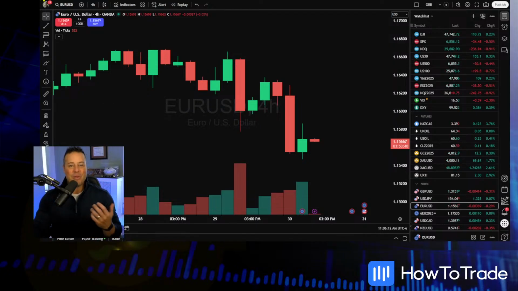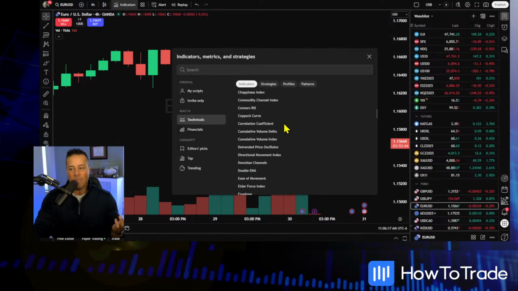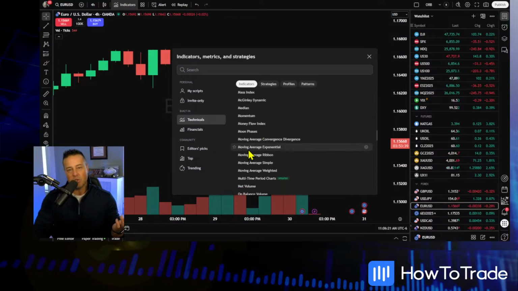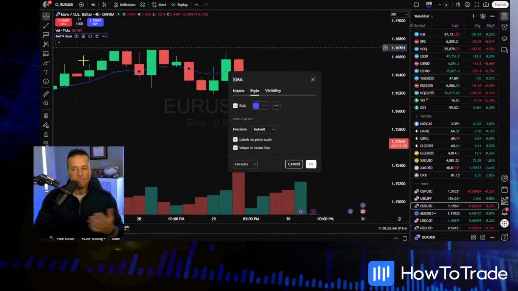So if we're looking at the EUR/USD 4-hour chart, we're going to go up and click indicators. Right up here on TradingView, come down to moving average, and you'll see it right here in a second. There's the moving average exponential. Go ahead and give that a click. Now, what do you have here? You've got the 9 EMA. Let's go ahead and take a look at our settings.